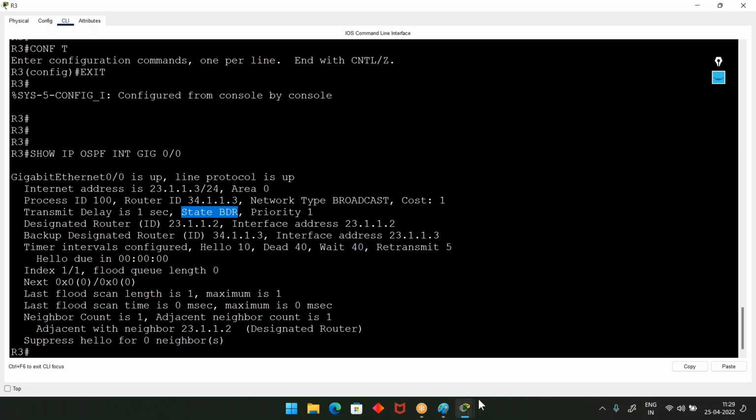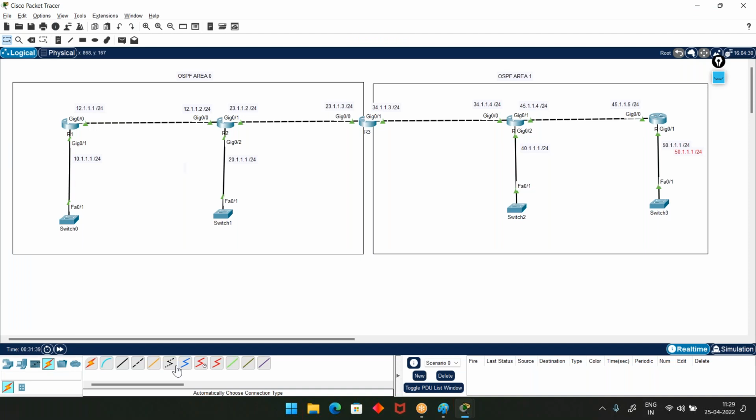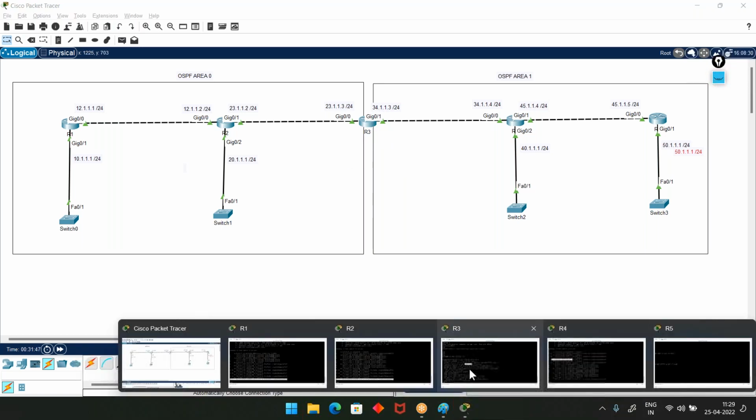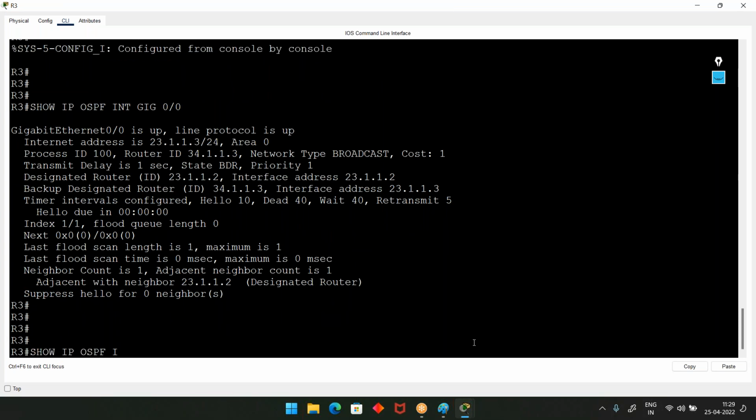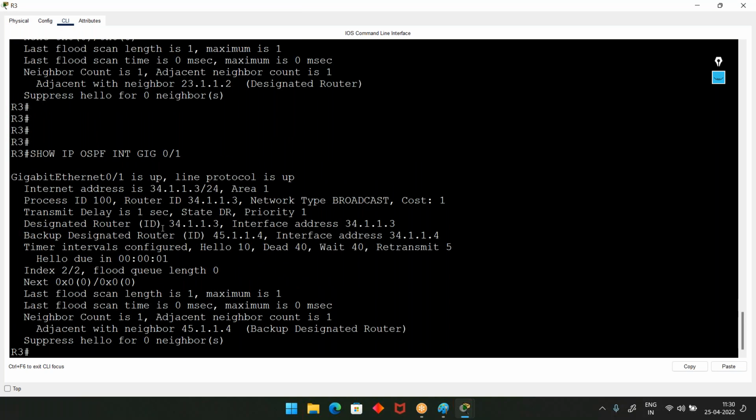Now in the R3 only, let's check one more interface, that is called gigabit 0/1. Show ip ospf interface gigabit 0/1. What is the state here now? It's a DR.